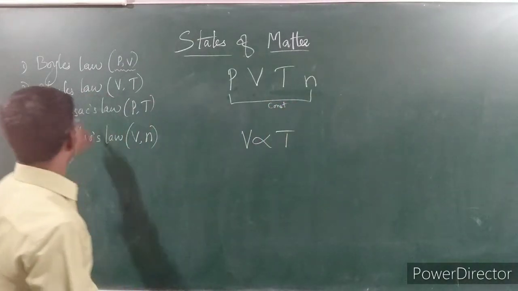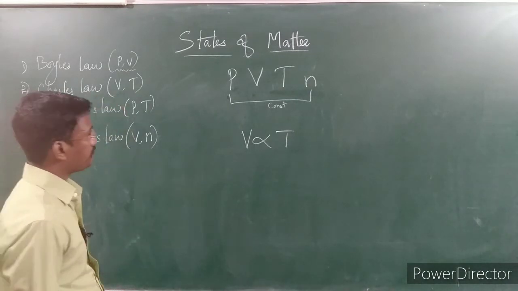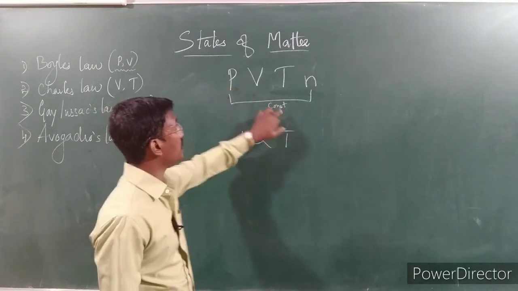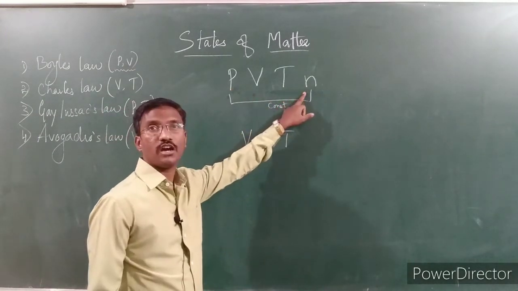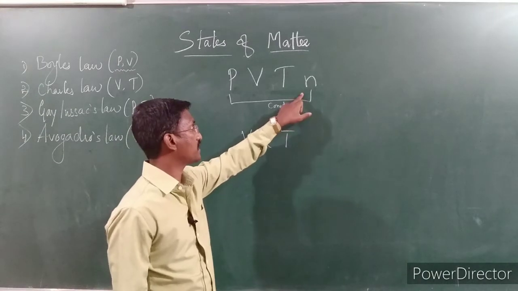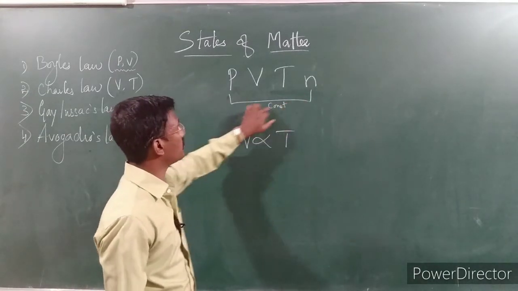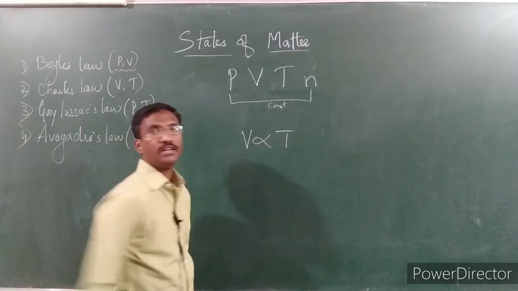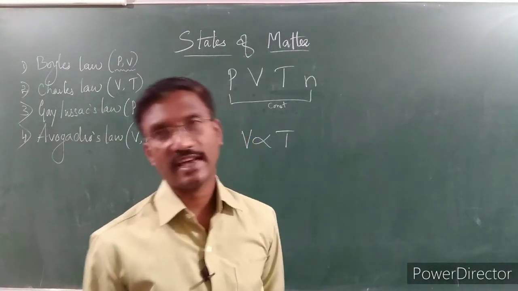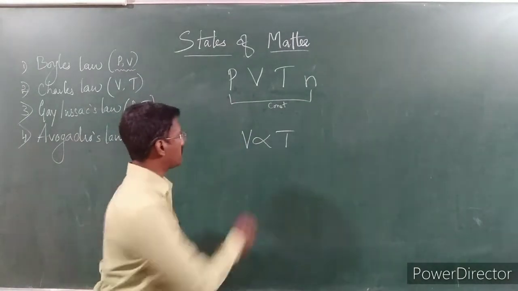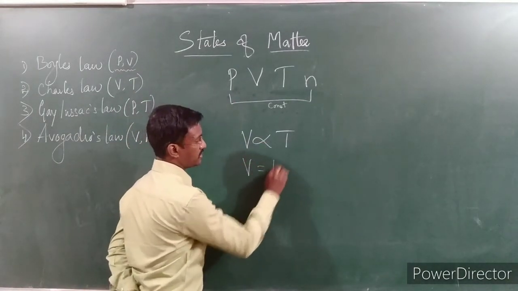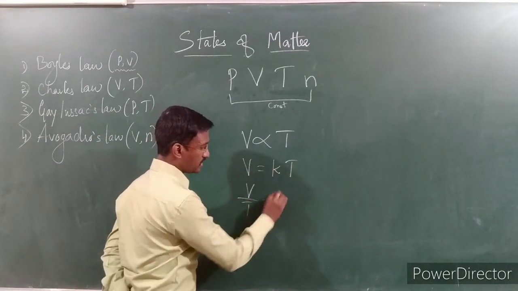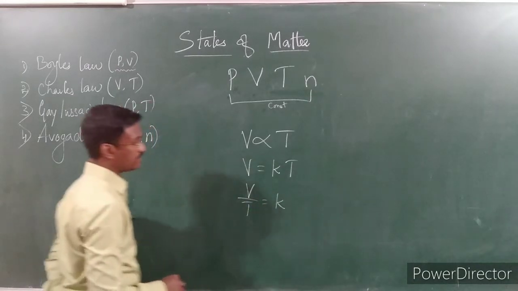Look here. Charles law states that at constant pressure and constant amount, meaning the number of moles of the gas is constant, the volume of the gas is directly proportional to its temperature. The volume of the gas is directly proportional to the temperature. So by replacing the proportionality sign, we introduce a constant K. It means that V divided by T is equal to K. Why are we writing it like this?